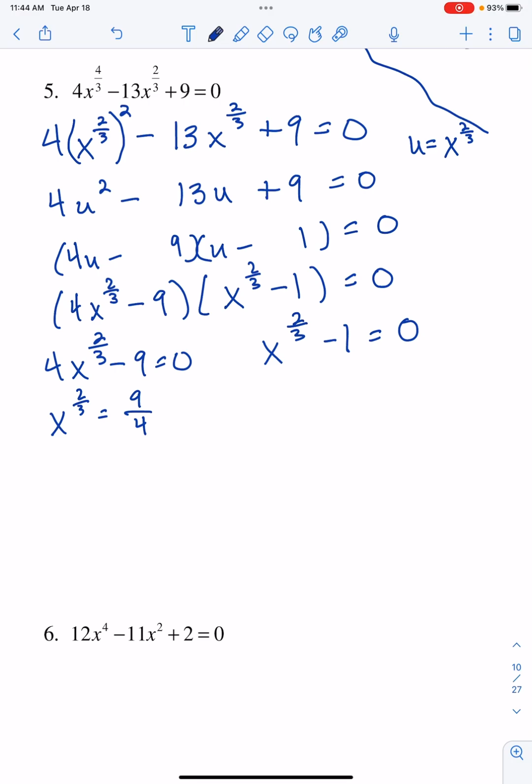Now remember what this means. This means the cube root of x squared equals 9/4. So when we can change it to the cube root, we could then cube both sides. Those drop out. We get x squared equals 27 over 64. Not 27, that would not be right.